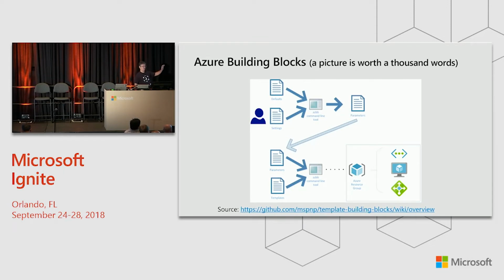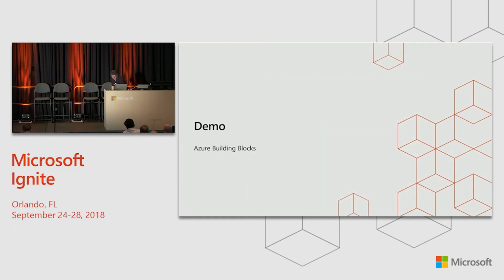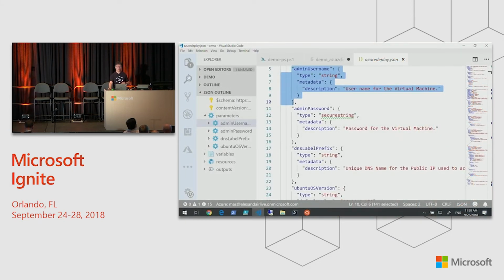We have defaults and settings. We use the AZBB tool to get parameter files, and then during deployment, the parameter files will be combined with the templates. At the end, we will get the resources. It's a really interesting concept, and let me show you how easy it actually is to use.